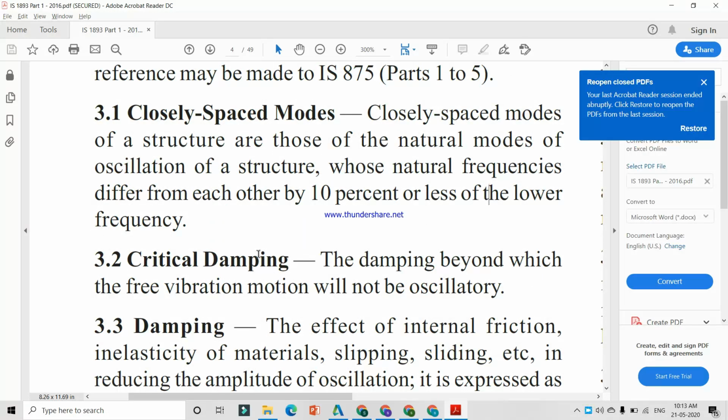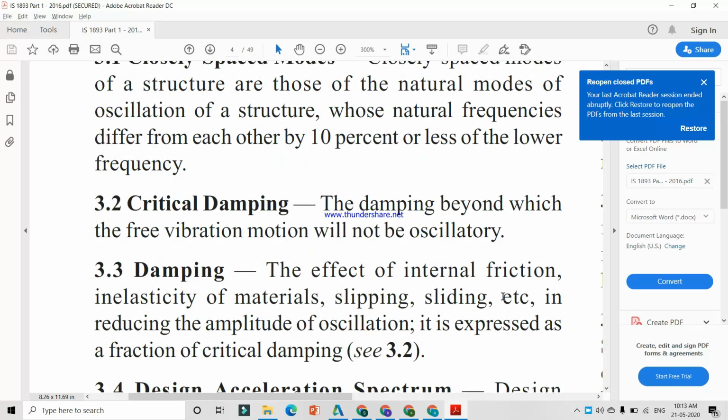Critical damping. This is in between over damping and under damping. Critical damping is the damping beyond which the free vibration motion will not be oscillatory. That means it has less oscillation and comes back into the equilibrium position. Critical damping is the damping in which the building oscillates and comes back to the normal equilibrium position.